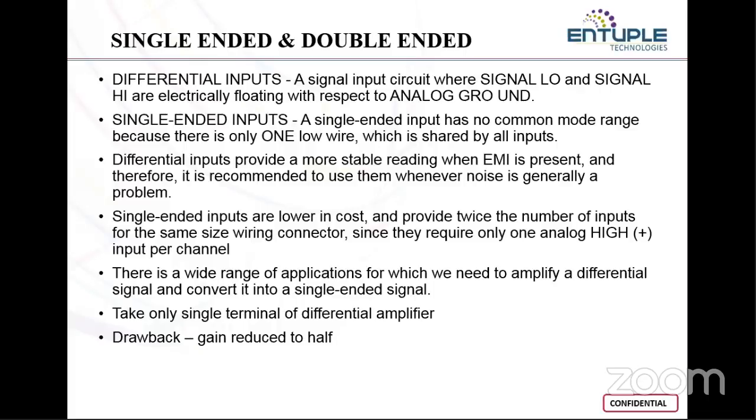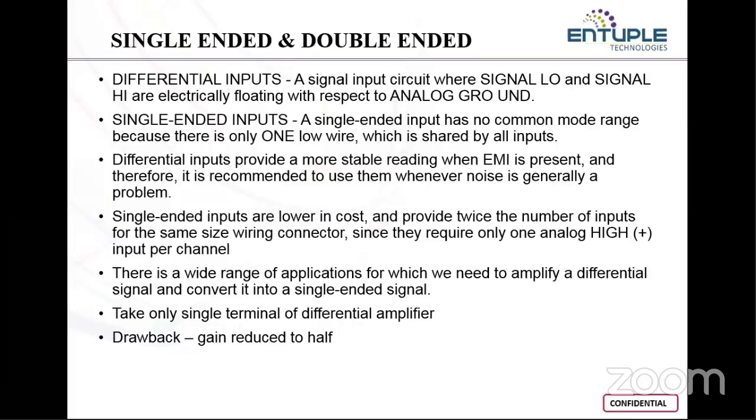Whereas in single-ended, there is no common mode range, because one of them is diode connected, and we implement a current mirror over there. Differential inputs provide more stable readings when EMI is present, and therefore it is recommended to use them whenever noise is a problem. Whenever noise is an external effect causing issues in your circuit, you can go for the double-ended differential circuit.